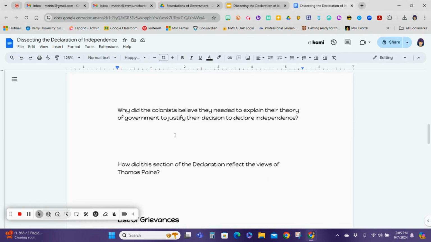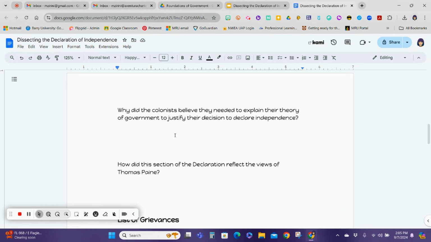So why did the colonists believe they needed to explain their theory of government? They needed to explain what a social contract was, because they wanted everyone to know that they weren't just separating from Britain on a whim. They were separating from Britain because they believed that the social contract was broken. The King of Britain was not protecting their rights, and by definition, they had a right to create a new one. Right? So that justifies their Declaration of Independence.